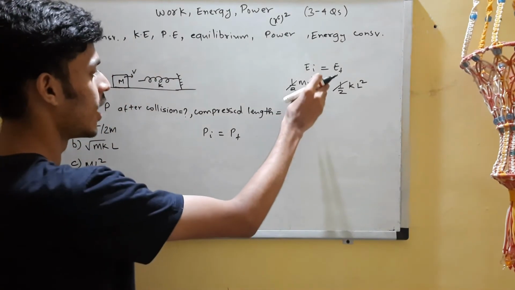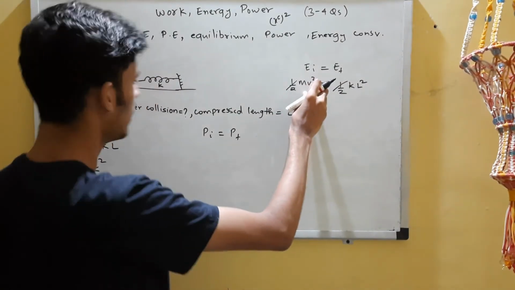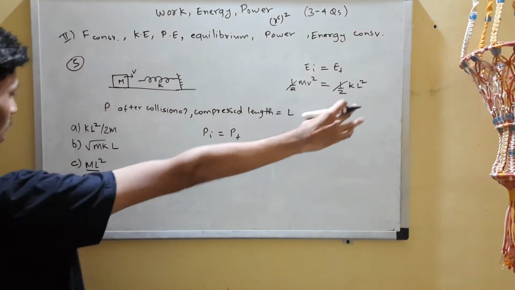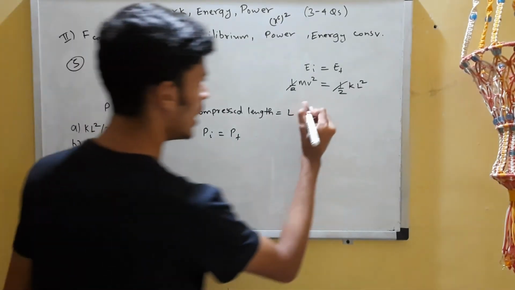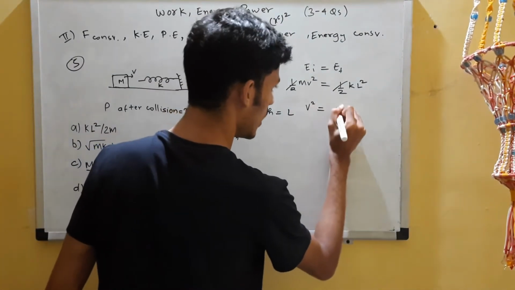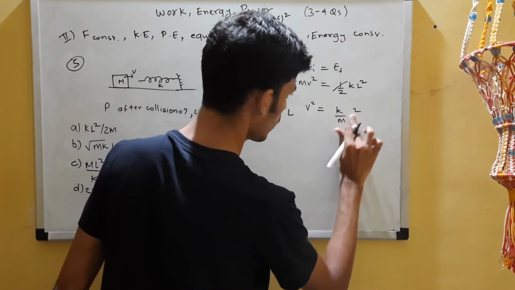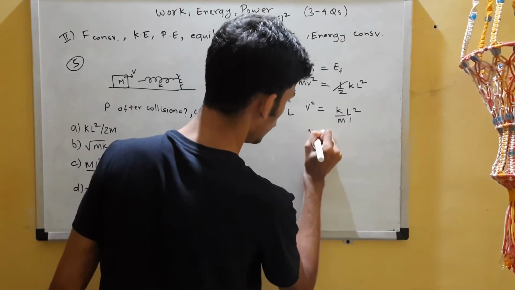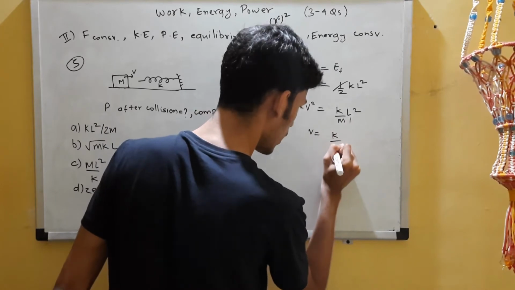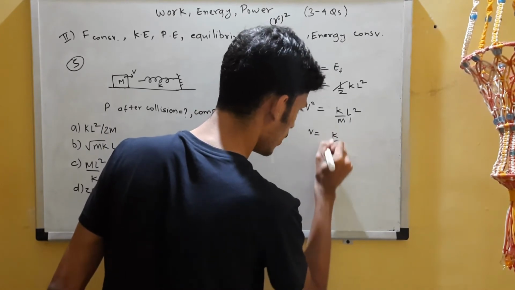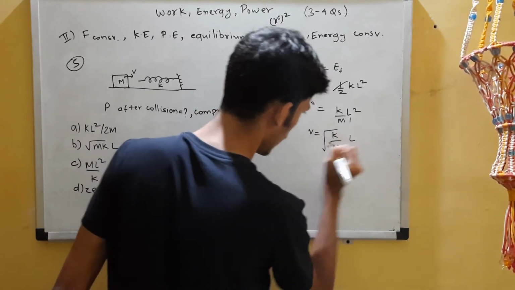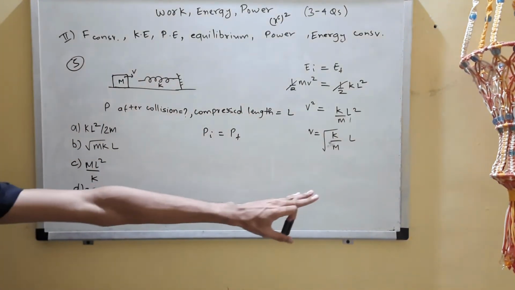You are just supposed to find a relation between V and k and L. So that is the idea over here. So V square you can write as k by m into L square, and then V you can write as under root k by m into L. So this is the formula for V.